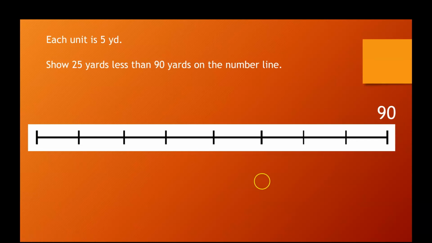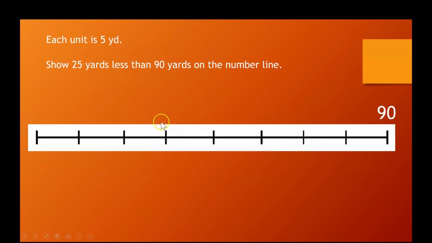So let's count by 5s from 90, and we need to go 25. So let's see. 5, 10, 15, 20, 25. So this is where we're going to end up right here.